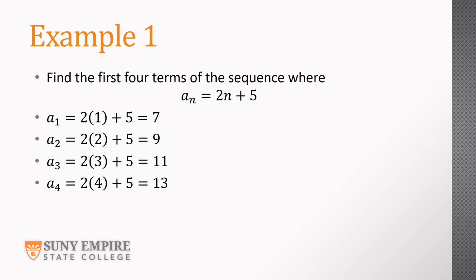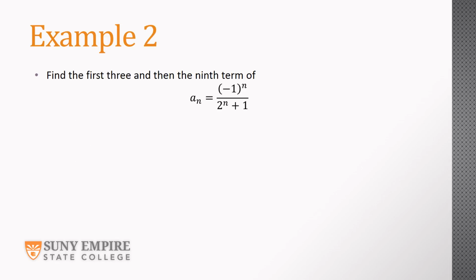But what if the function is more complicated? What if we want to find the first three terms of the sequence where the general term a sub n is defined as -1 raised to the nth power divided by the quantity 2 raised to the nth plus 1? And just for giggles, what is the ninth term of this sequence?